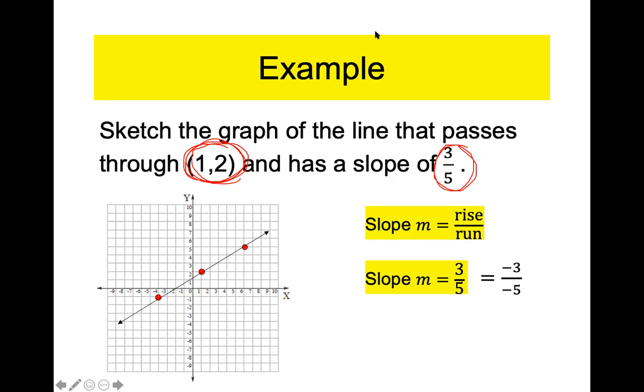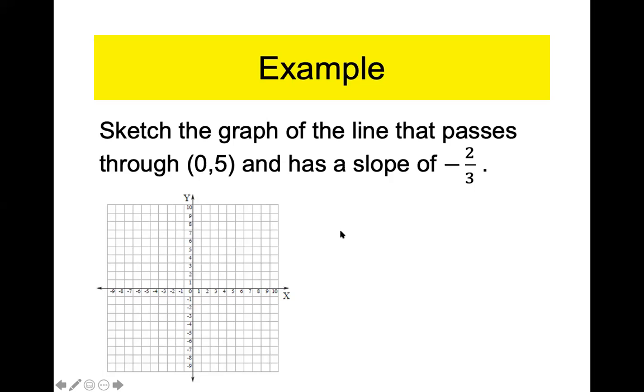We'll do this a couple times. Don't panic yet. All right, let's see that again. It says sketch the graph of the line that passes through 0, 5. That means the line goes through 0, 5 and has a slope of -2/3.